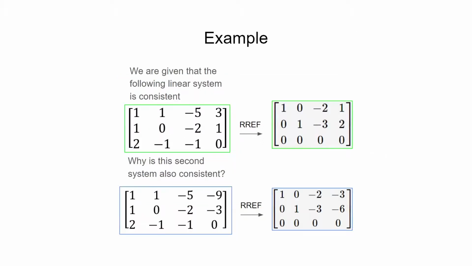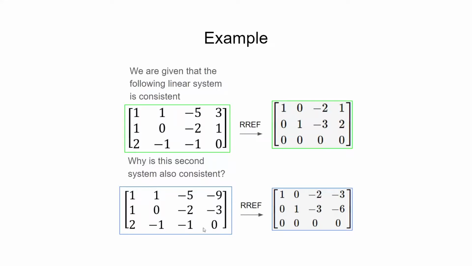So here's our example. We are given the following augmented matrix. This linear system, we are told, in our example, is consistent, which is true because if we do reduced row echelon form, we see that the bottom row is all zeros, which means that this has infinite solutions, and therefore will be a consistent system.